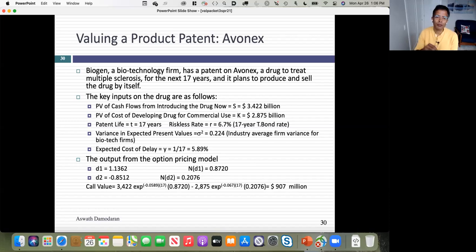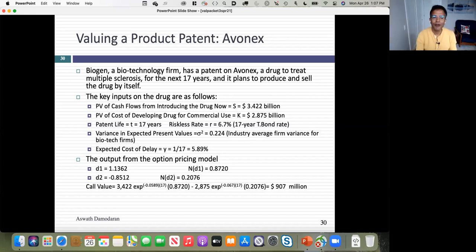If I stopped right there and asked you what the net present value of this project is, you know what the answer is going to be? The difference between the 3,422 and 2,875 is 547 million. That is the NPV of this project. If this were capital budgeting, we're done. Positive net present value is 547 million. But we're going to build on this.